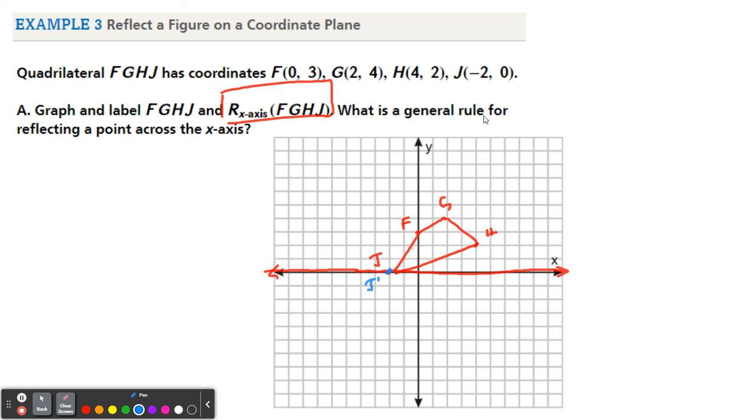F, so we're going to count down 1, 2, 3. So now count down 1, 2, 3, and there's F prime. G, count down 1, 2, 3, 4. Now count down 4 more. 1, 2, 3, 4. There's G prime. And H is 1, 2 away, so count 1, 2. There is H prime. And there we go. Let's connect those 4 points. And this is going to be our final figure.